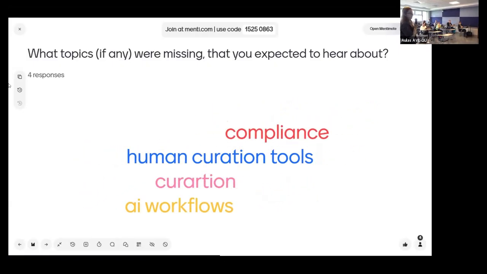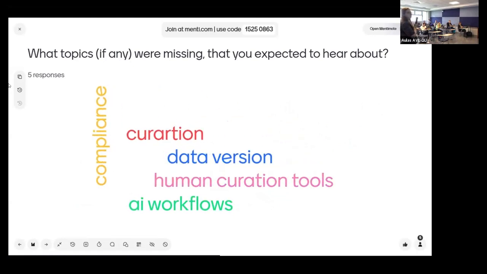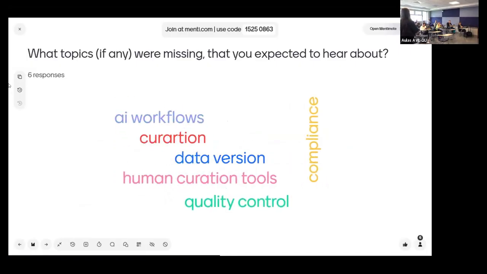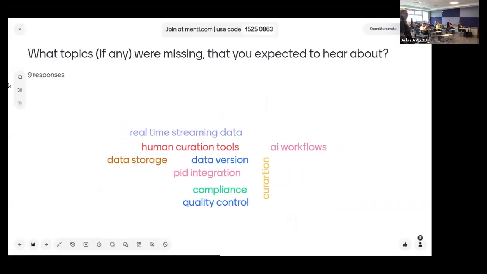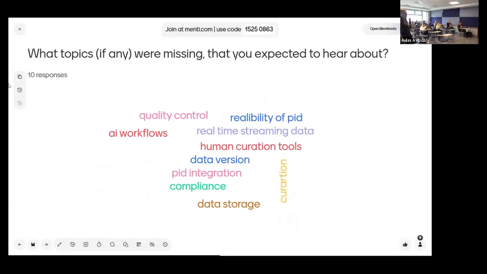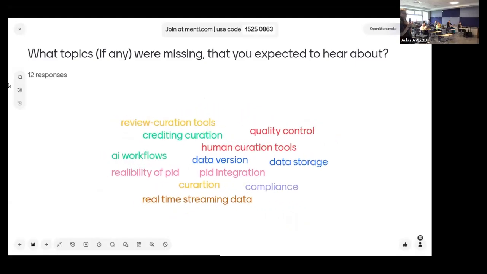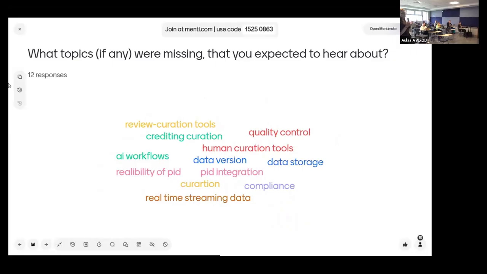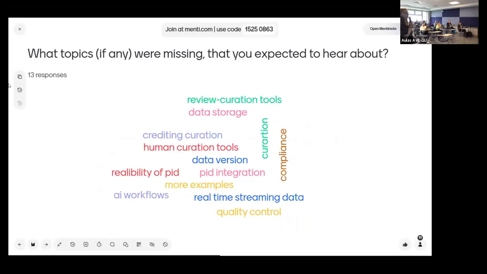Human curation tools and also AI workflows, the two opposite ends. Compliance, yeah. Gotcha. Okay, a lot more. Okay, data storage, PID integration, quality control, real-time streaming data. Okay. Crediting curation. Okay, yeah. Cool, cool, cool. Okay, I'll just wait a couple more seconds, in case anyone types quickly. Okay, review curation tools. Yeah.